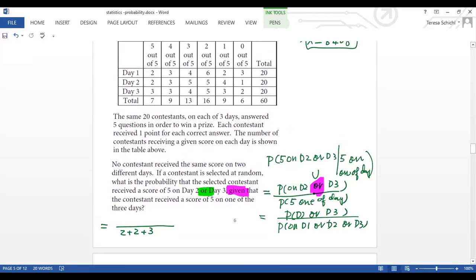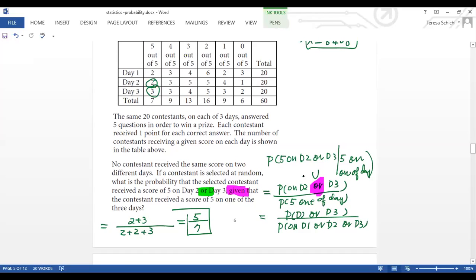So this is day 2 or day 3, and the top here will be the intersect with one of the days, so it is still day 2 or day 3. So day 2 or day 3 is what is here, so this is 2 plus 3. So what is here is 5 over 7. Okay, so that is our answer.